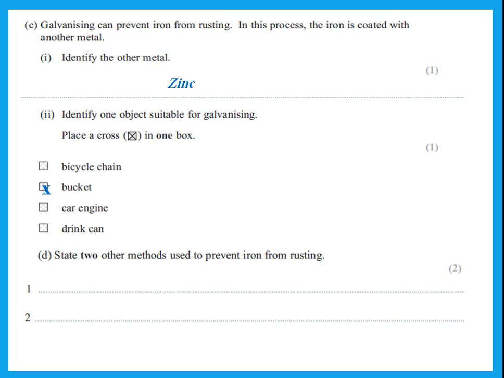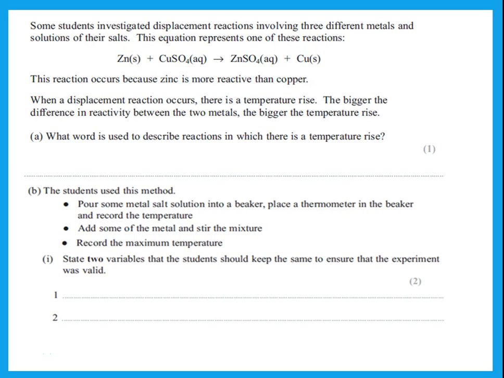Okay, state 2 other methods used to prevent iron from rusting. So instead of galvanizing, name any other 2. So we could say painting, oiling, covering with plastic, sacrificial protection, any of the other methods.